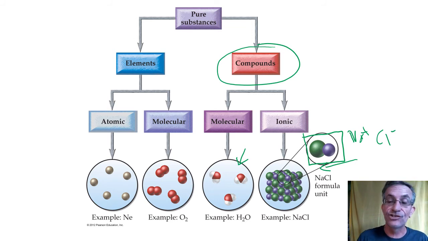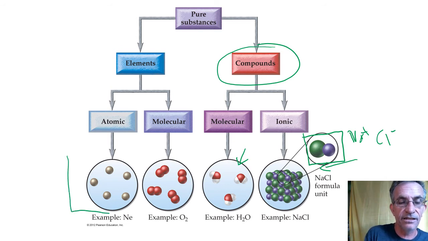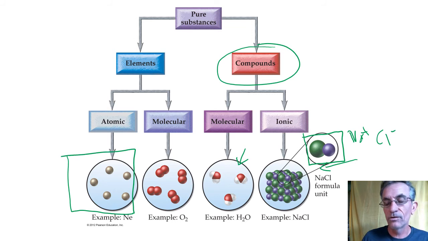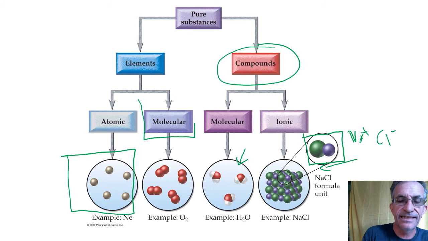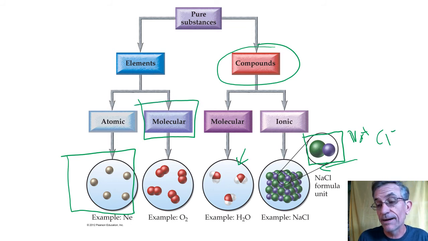Elements, same idea. There's 2 kinds of elements. You can be atomic. Atomic things are like your loners. Most elements are atomic elements. And then some elements like to exist in a pair. They like to come as a group, and those are called molecular elements. And again, there were 7 of those. For example, oxygen is a molecular element.